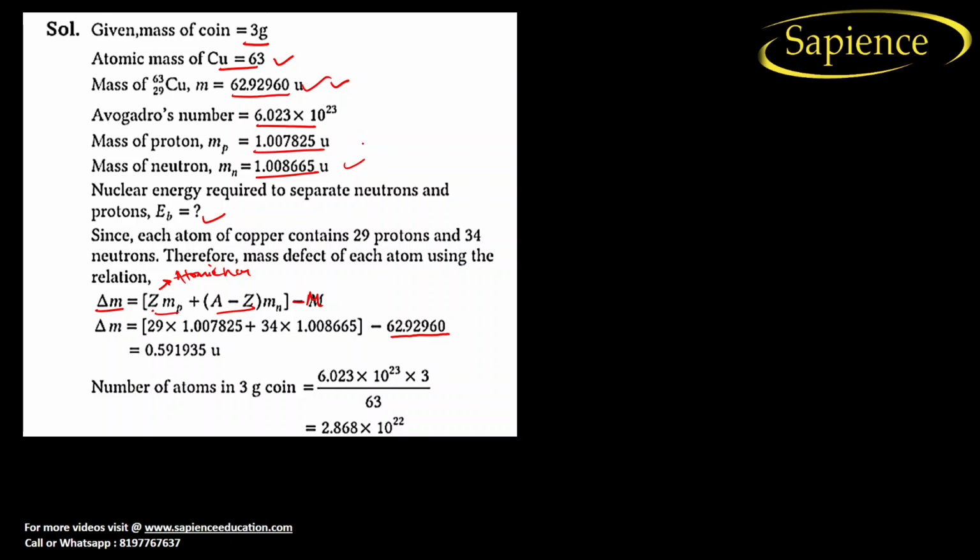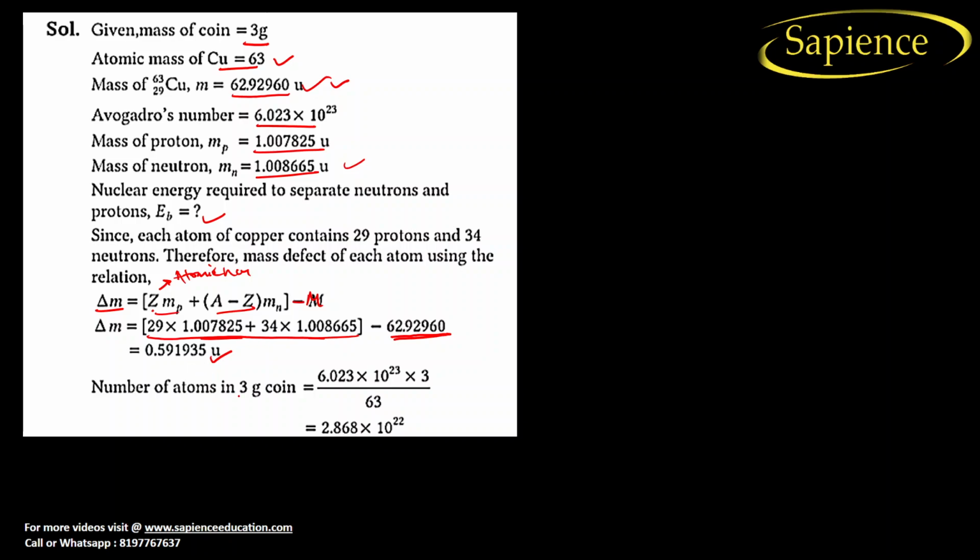62.9206 is given, and the mass of neutron and mass of proton are given. So total mass when they are separate minus total mass when they are in combined form. So we will get 0.591935, right? So try to be accurate, otherwise there will be a different result.